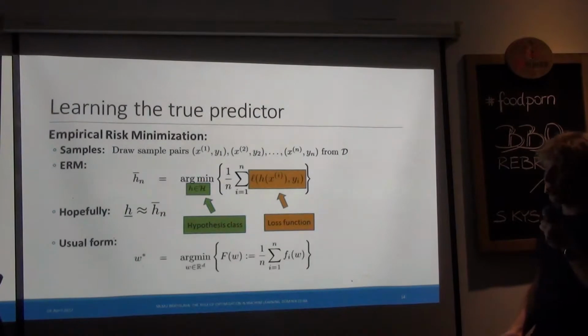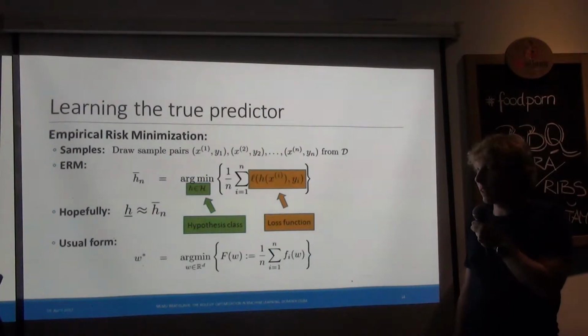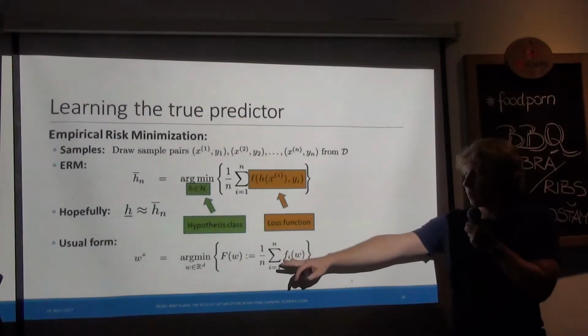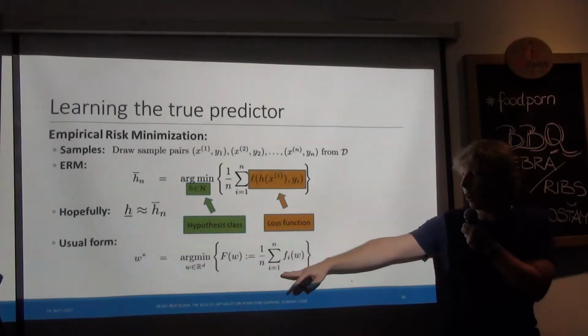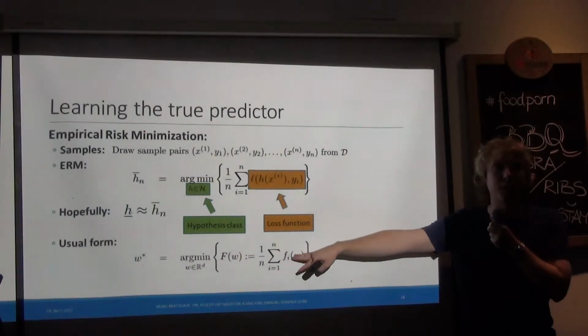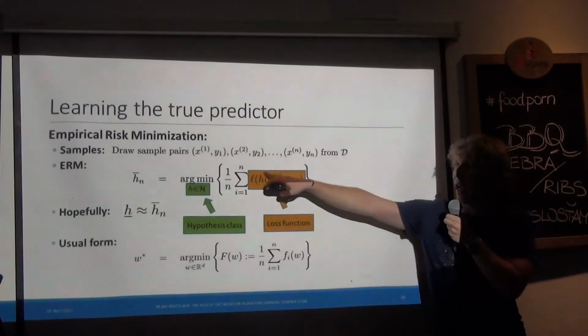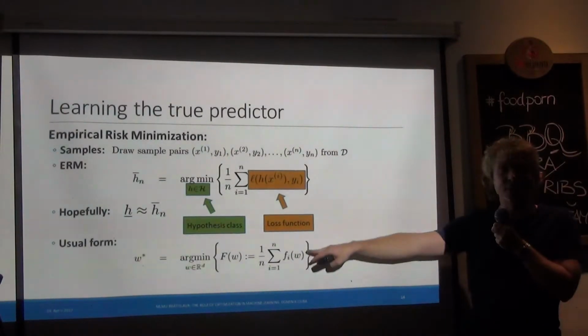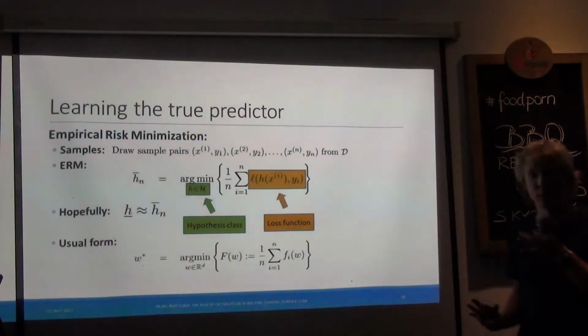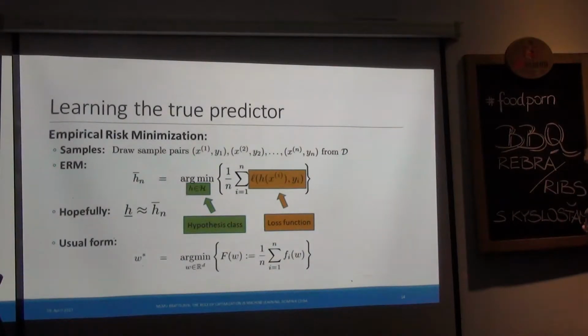And usually the optimization looks like this: we are trying to minimize some sort of function, which is an average over smaller functions. You can think about it as the average of these losses rewritten in a more compact form. It just depends on W and that's it.